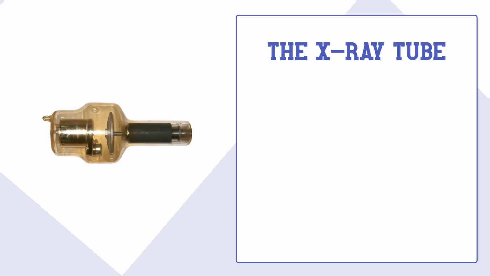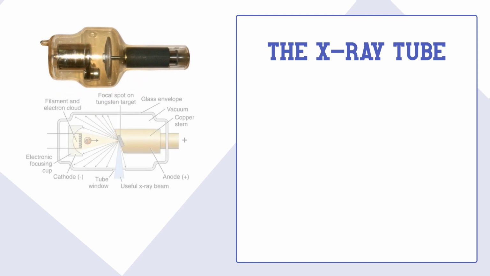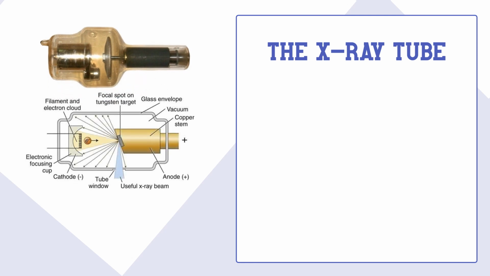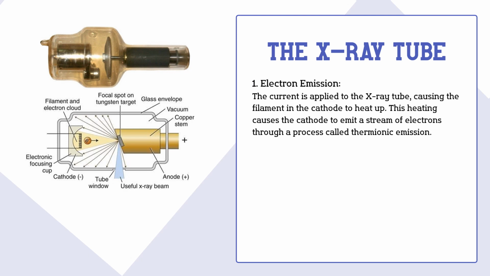The X-ray tube consists of a cathode filament and anode target sealed in an evacuated glass envelope. The target must have a high atomic number and high melting point, like tungsten, where its atomic number equals 74 and has a melting point of 3370 degrees Celsius.